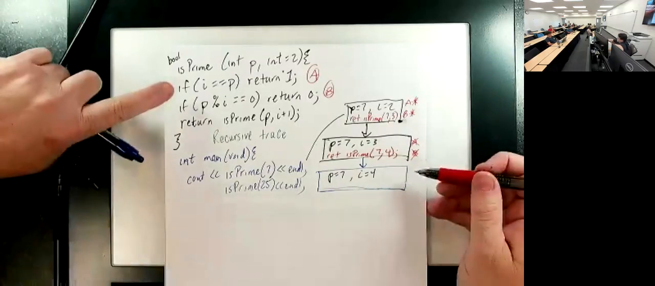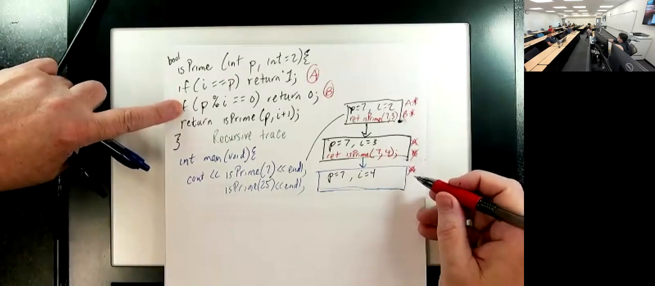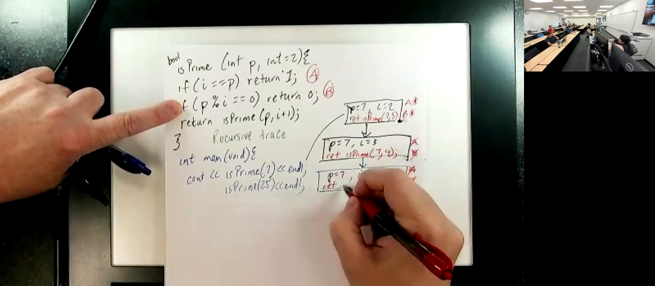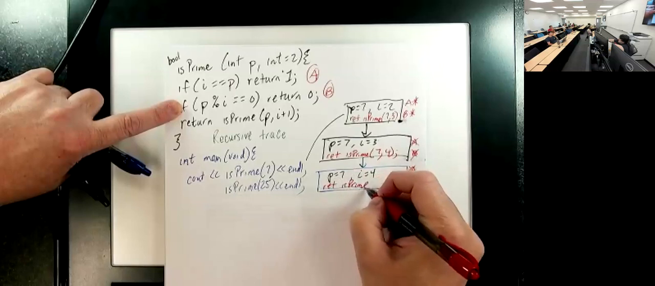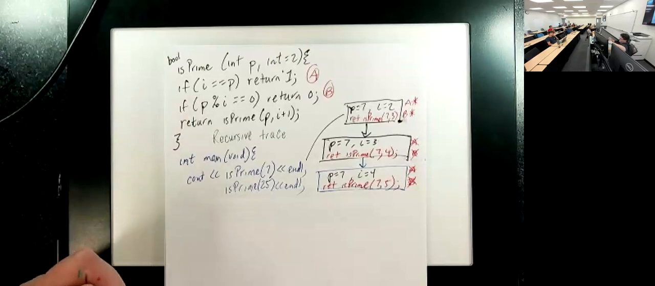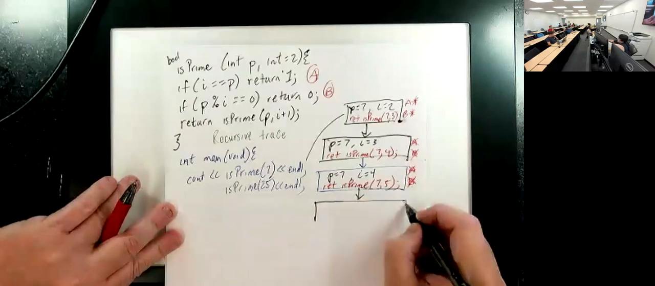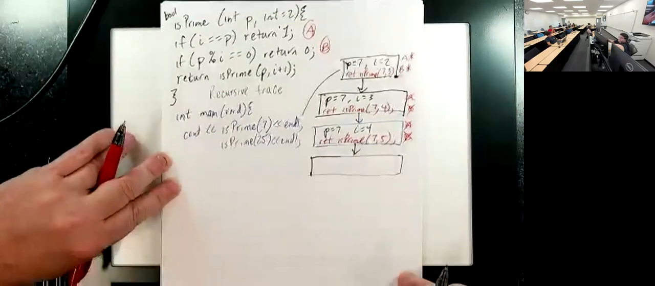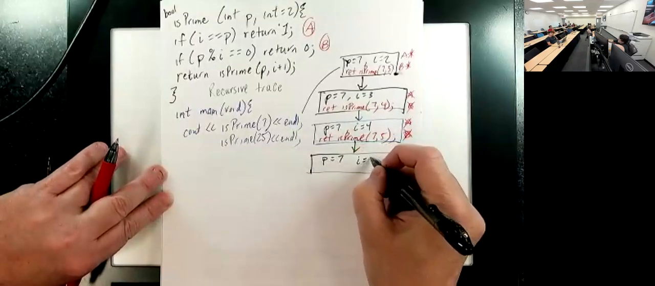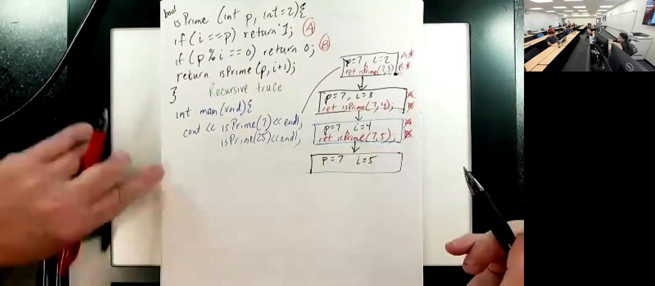7 does not equal 4, so it's not returning A. 7 divided by 4 is not 0, so it's not returning B. So it's going to return is prime 7,5. And this is going to go on for a little while. p equals 7, i equals 5. They're taking up integer memory because we've defined them as integers up here.